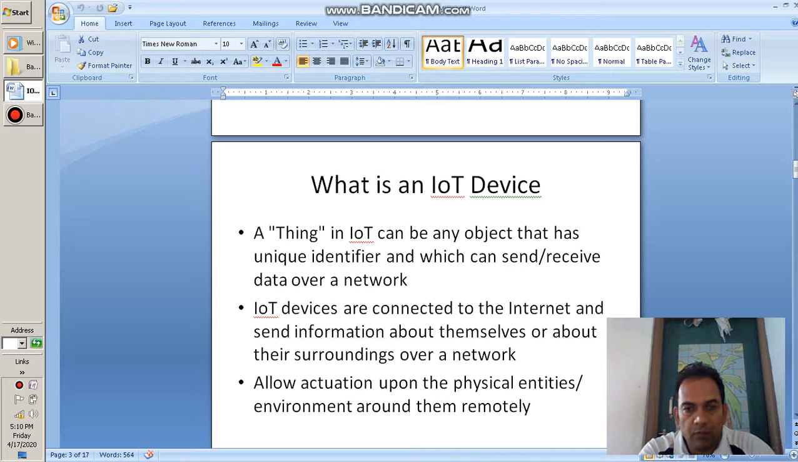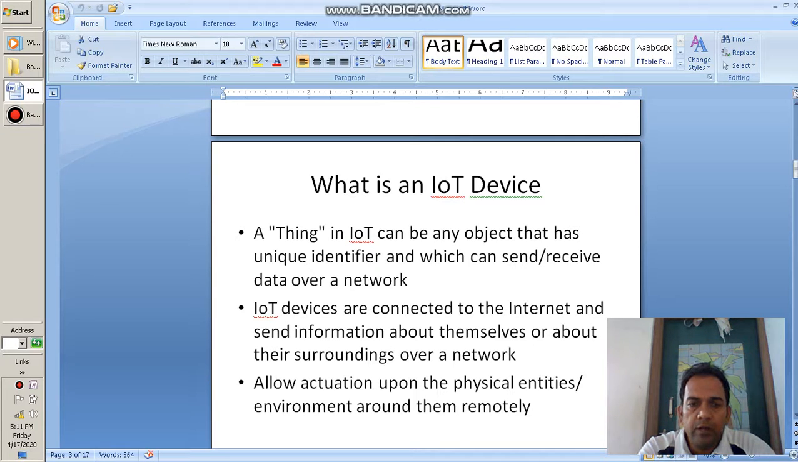This is the definition. Since the first unit we have been hearing that it should definitely have a unique identifier, that is, an IP address. We came across IPv4 and IPv6 in the third unit. Why was there a need for IPv6? Everything we have discussed shows the importance of a unique identifier. Unless a particular thing is uniquely identified in the network, the device cannot be called an IoT device.